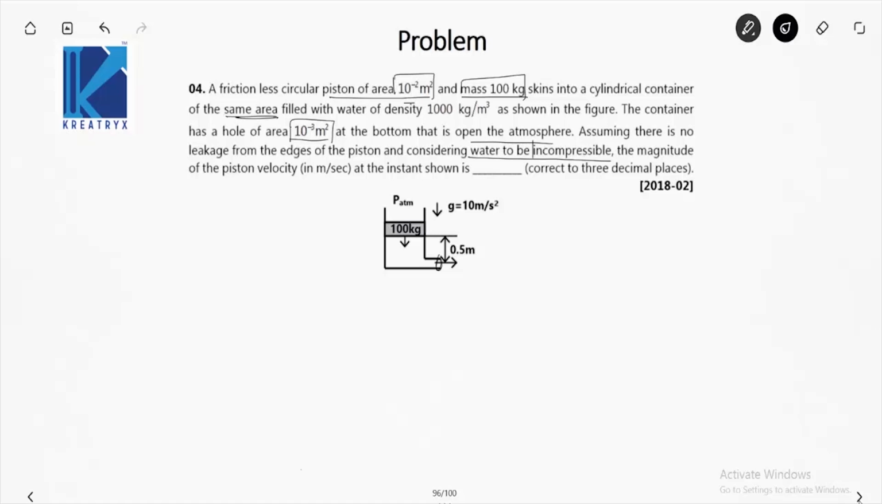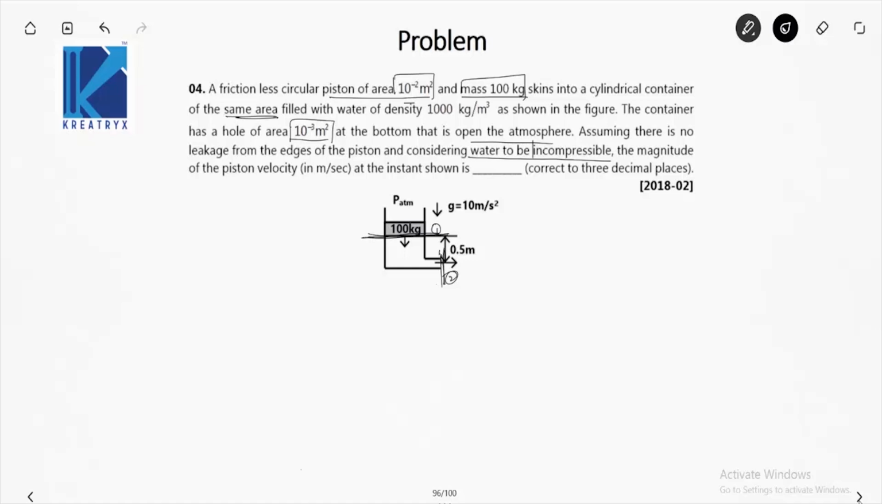Okay, so this piston is moving down. Let this be section 1 and this cross section be 2. This is in atmosphere. So now on this section 1, just below the piston, the total pressure acting will be the sum of atmospheric pressure plus the pressure exerted by this frictionless circular piston.